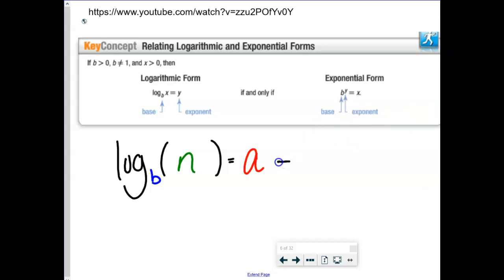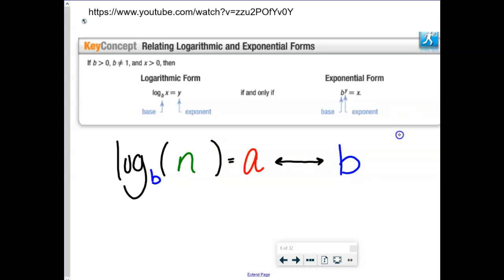Because your brain really only thinks of things in exponential form. So if you could translate this to exponential form, then you can start thinking about the question. So exponential form has the same base. Whatever this little number is for the base of the logarithm, it's also going to be the base of your exponential problem.